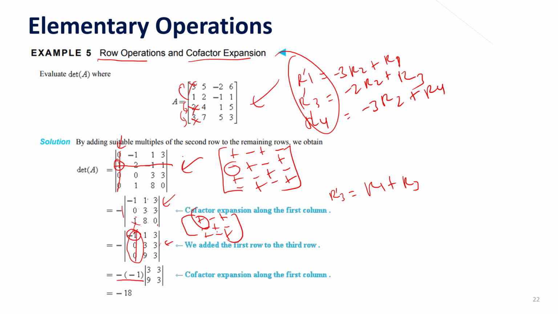Then you do cofactor expansion, and you need to calculate this matrix. A 2 by 2 matrix is already easy. It is this one multiplied by this, minus the left diagonal, so it is actually minus minus 1, so it's plus 1. And then 3 multiplied by 3 is 9, minus 3 multiplied by 9 is 27, so you get minus 18.